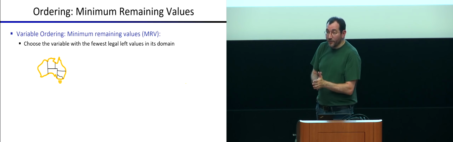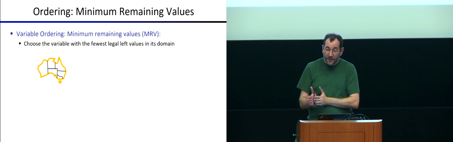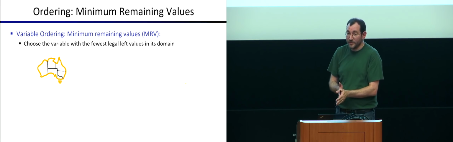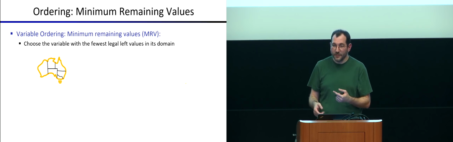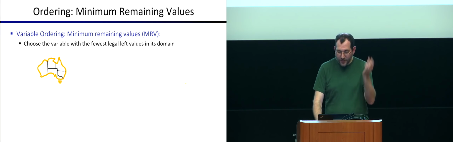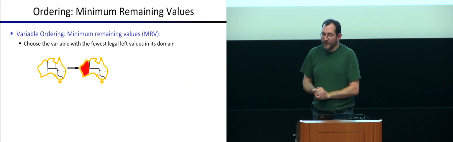One very powerful idea is that you should pick the variable that has the fewest remaining values. How are you going to know how many values there are? Well, if you're running filtering, you can see, right? So it's minimum remaining values with respect to a filtering algorithm. So right now, everything looks the same. I'm going to assign red.